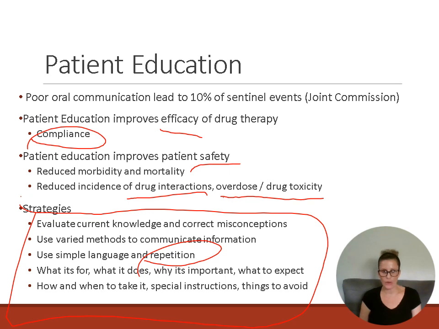Make sure you tell the patient what the drug is for, what it does, why it's important, and what to expect. Also, tell patients how and when to take the drug, any special instructions involved with taking it. So, like I mentioned, take with a full glass of water. You can't lay down for 30 minutes after taking it. Take on an empty stomach or take with food, right? Take at night, like all these special instructions. Rinse your mouth out after taking it.